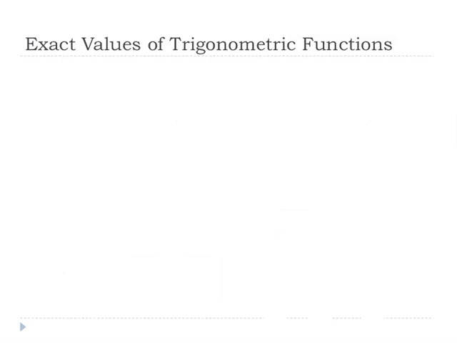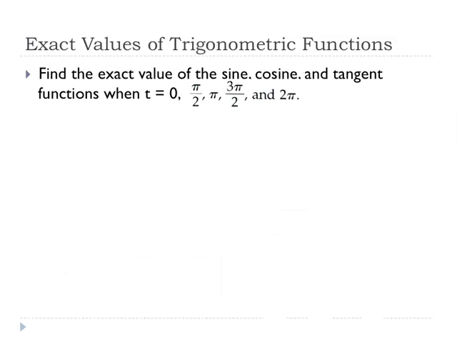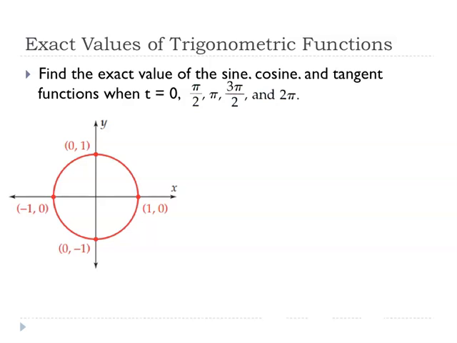All right, so now let's find the exact values of sine, cosine, and tangent when we're looking at an angle measure of 0, pi over 2, pi, 3 pi over 2, and 2 pi. These in particular will be easy to find using what we just wrote down for the unit circle, what sine, cosine, and tangent are on the unit circle. So let's just take a look.